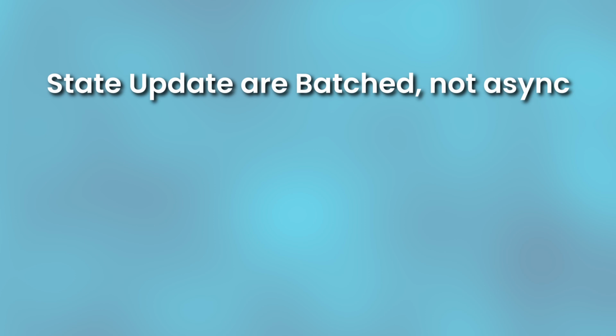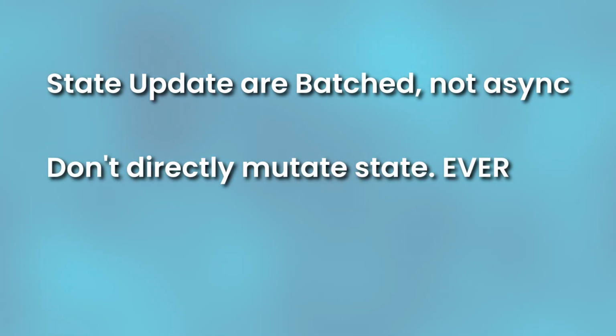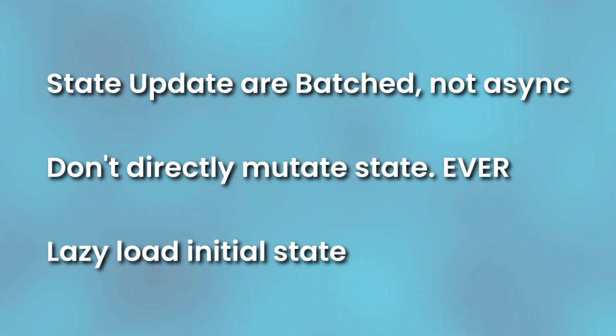That's it for today. We busted 3 huge useState myths. State updates aren't asynchronous, they're batched. And if your state depends on old state, always use the functional update. Don't mutate state, ever. Always, always create a new object or array with the spread syntax to guarantee React sees the change. Expensive initial state needs to be lazy. Wrap your initial calculation in a function to make sure that it only runs one time.